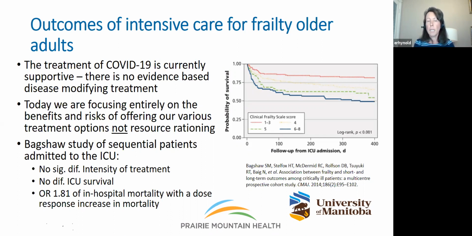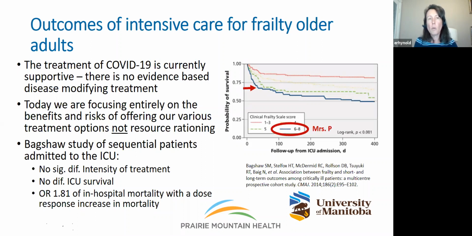But what they did find is a dose response curve in the in-hospital mortality and then out to 400 days post ICU in your mortality, with an odds ratio of 1.81 for in-hospital mortality for people who were frail compared to not frail. And you can see in the graph there that as you got frailer, your probability of survival got worse, and actually it dropped off quite quickly. So that was a steep initial curve and then sort of flattened out, with the frailest people being 6 to 8.